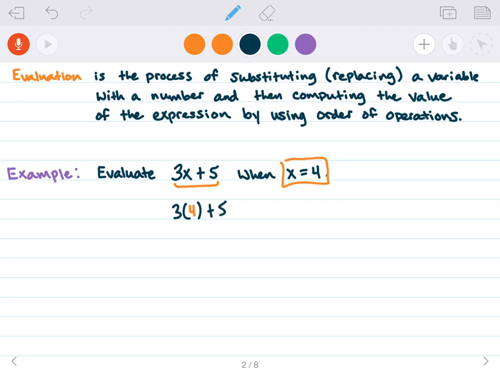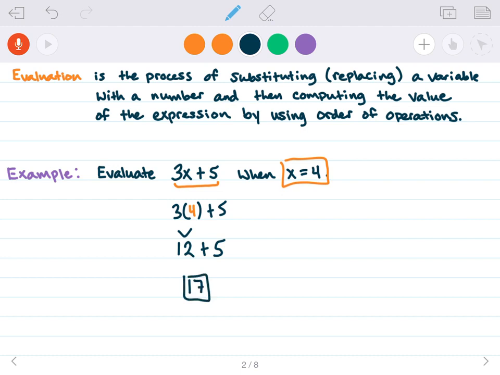Now we use order of operations, so we do multiplication first. 3 times 4 is going to give us 12, and then carry down the plus. And finally, we'll do the addition to get 17 as our final answer. So we just evaluated 3x plus 5 when x equals 4.